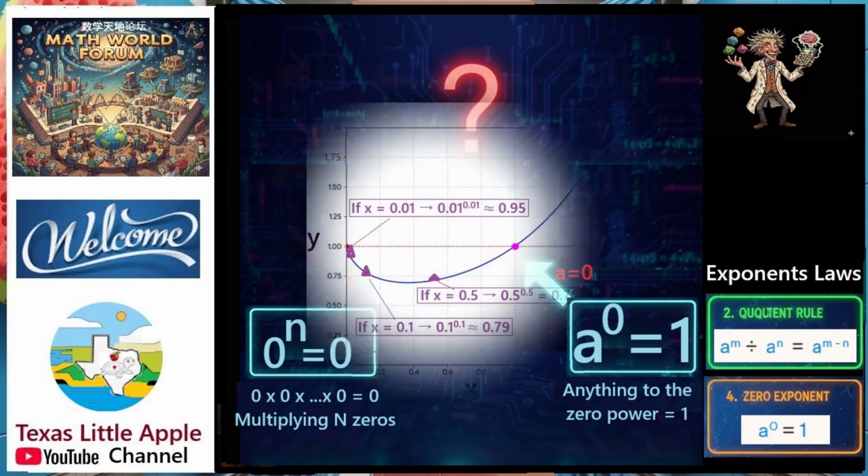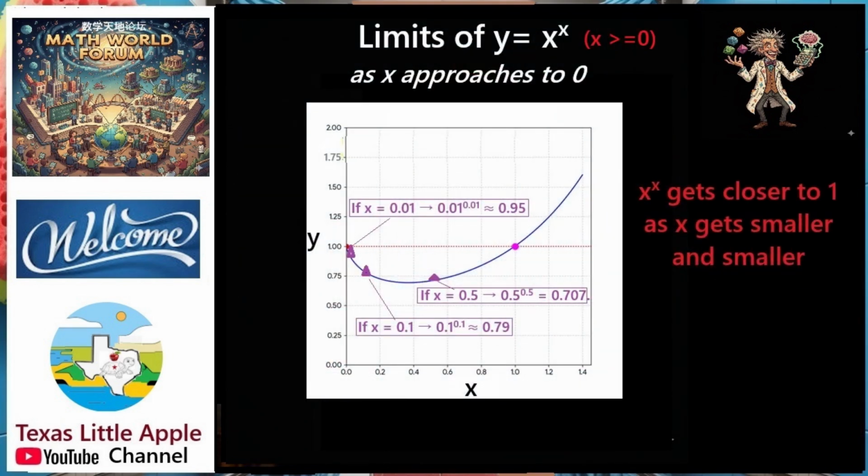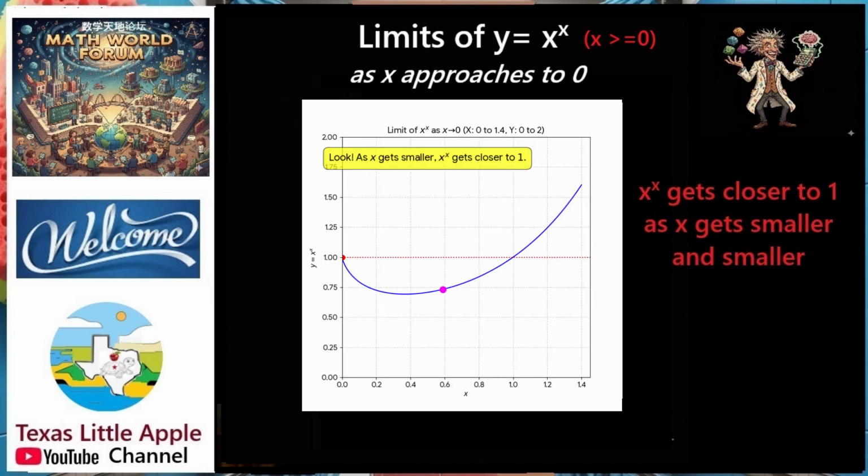What happens? Now we come to explore the limits of x to the power of x and focus on non-negative values of x. Let's try some examples. If x is 0.5, we get the result 0.707. If x is 0.1, we have the result 0.79. If x is 0.07, we get 0.95. When x gets smaller and smaller, approaching 0, the limit of x to the power of x is getting closer to 1.